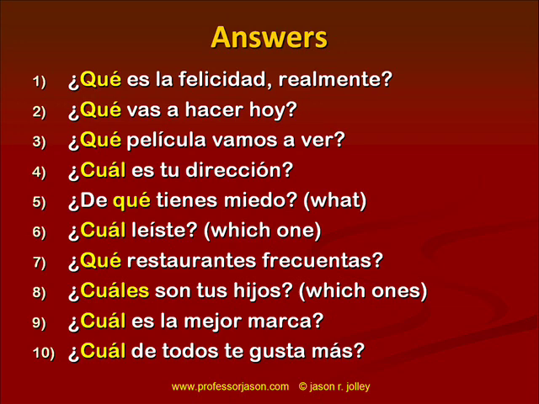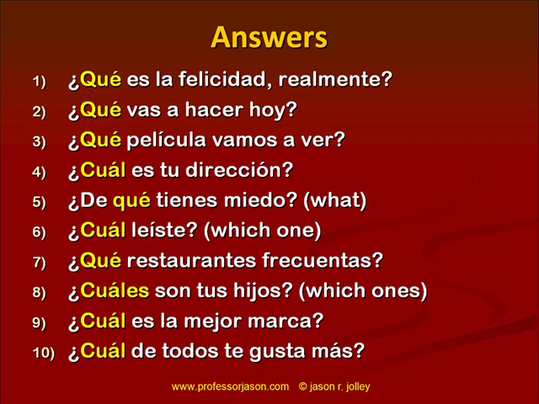Okay. Talking about choice, yes, but we're talking about fairly unrestricted choice. And there's no form of the verb ser. Number 8, which ones are your kids? ¿Cuáles son tus hijos? Number 9, which is the best brand? Notice form of the verb ser es. ¿Cuál es la mejor marca?